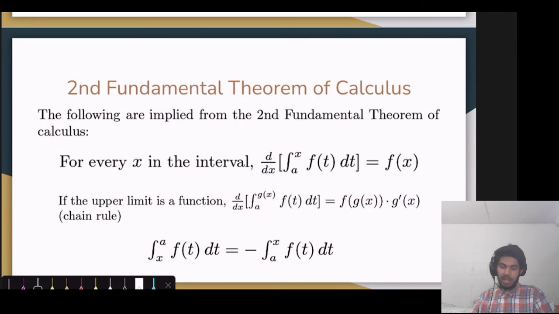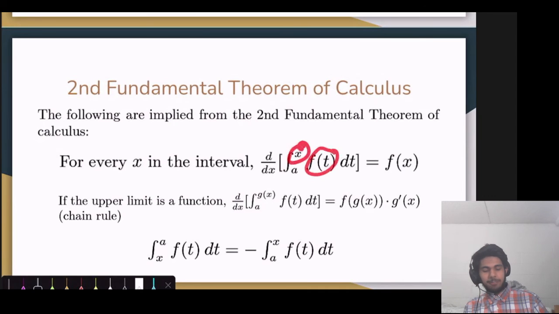So the following are implied from this theorem of calculus. This says for every x in an interval, the derivative of the integral from a to x of f of t dt is equal to f of x. So we have a derivative and an integral, and basically what this is saying is that these sort of cancel out, and we just have to evaluate f at this x. So there's a cancellation going on, which makes sense because one's a derivative and one's an antiderivative.